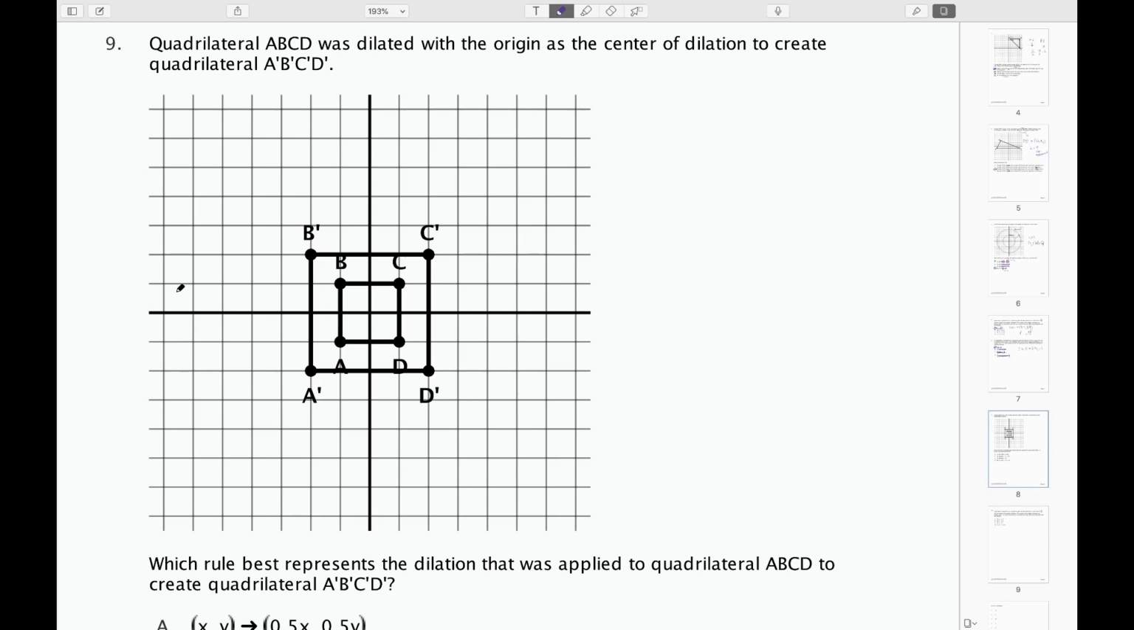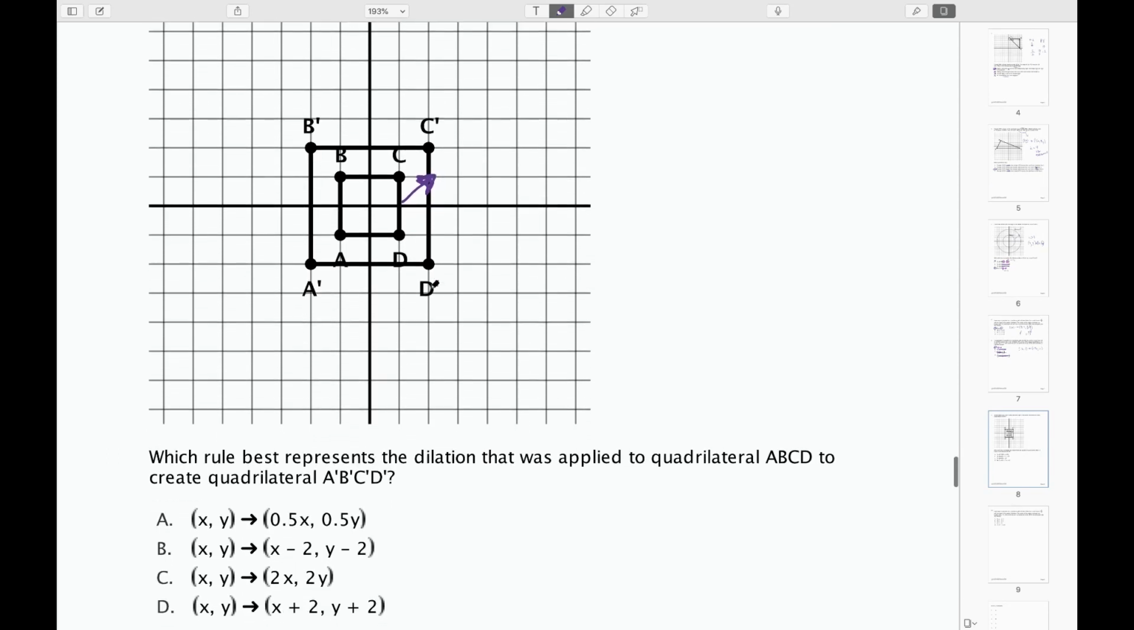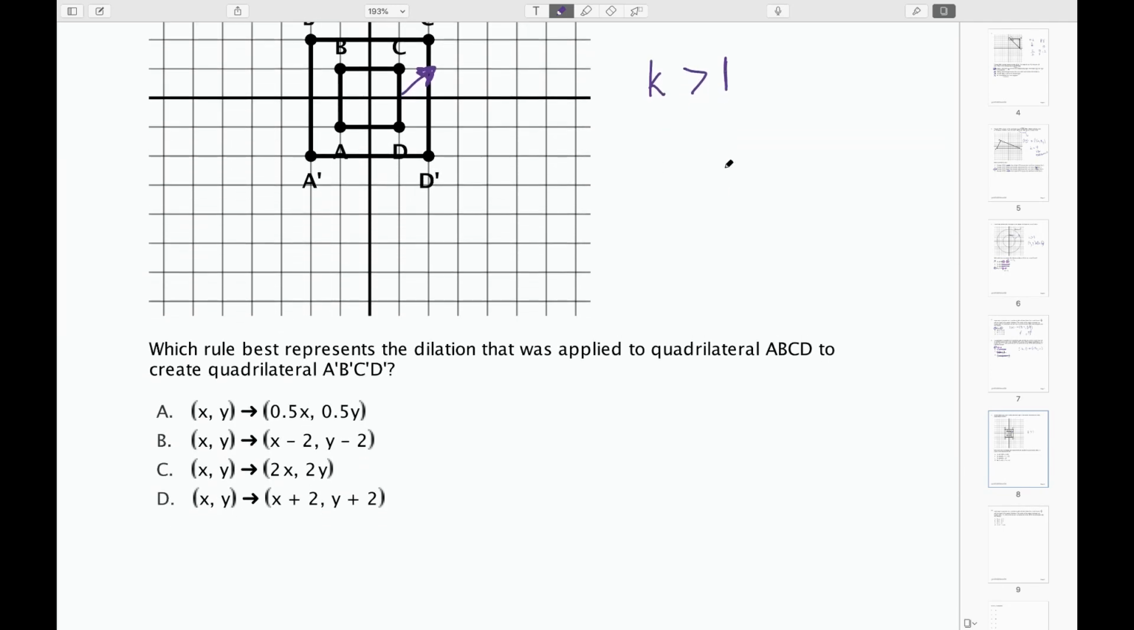ABC was dilated. All right, so we see that it's an enlargement because the primes are bigger. Which one would represent it? If it's an enlargement, K has to be greater than 1, and it should be KX, KY, right? So let's look at these options. First of all, we eliminate the ones that are not times. That's not times, so this is gone, and that's not times, so this is gone. Just do that off the top. It has to be greater than 1 because it got bigger. So this is 0.5 and this is 2, so C. We did do one like this, so that's good.